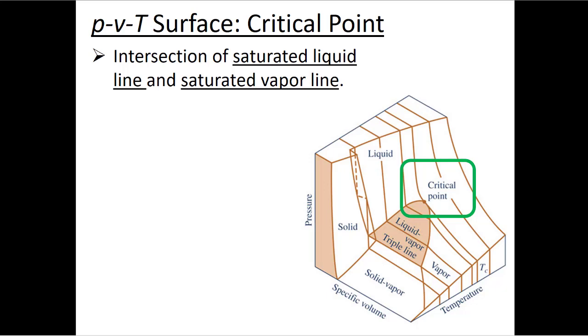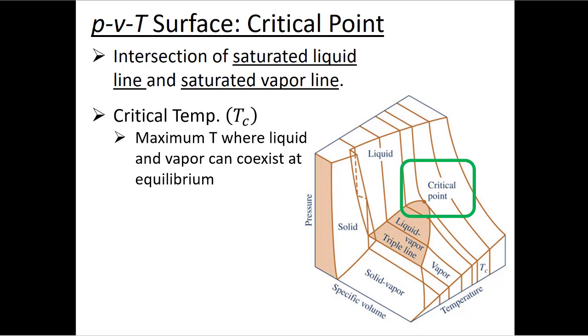So if we look at the vapor dome, it looks almost a little bit like a mountain. And there's a peak at the top of the mountain. This is called the critical point. The critical point is the intersection of the saturated liquid and saturated vapor lines. So this is the very top of our vapor dome. And this point is called the critical temperature. So this is the maximum temperature when liquid and vapor can coexist at equilibrium.